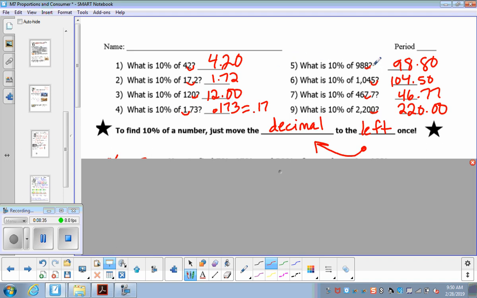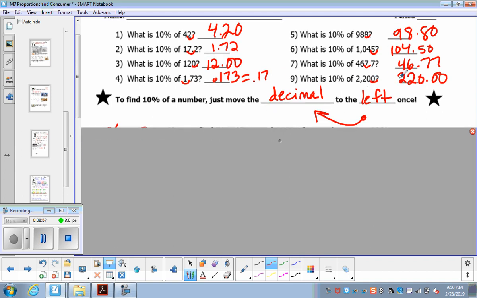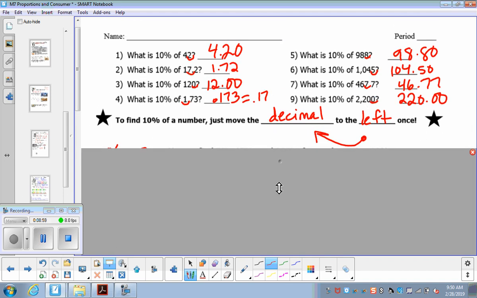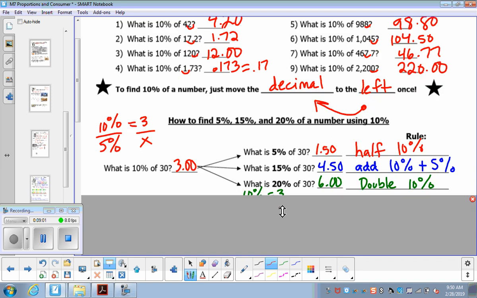For the next one, when you move it over once, it's going to be 98.8, and as money, it'd be 98.80. For this one, when you move it over once, 104.5 is 104.50 for money. This one, when you move the decimal over once, it's 46.77. And this one, when you move the decimal over once, it'd be 220.00. All right? Now what we're going to do is explore shortcuts for finding 5% and 20% mentally.